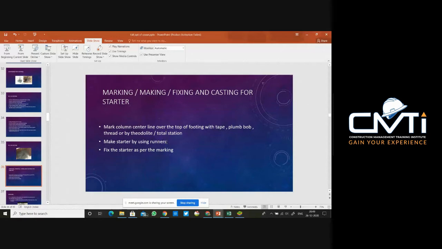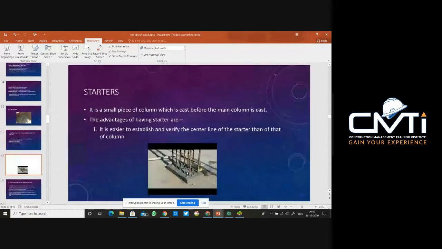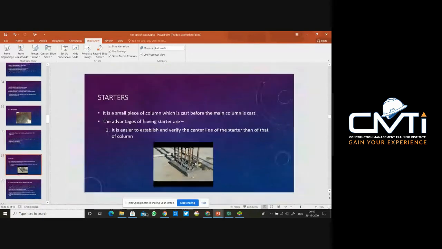So we put the runners, and the runners are fixed and the starters are marked there. Fix the starter as per the marking. Here I have shown the starter diagram. So this is the starter. Here you see the starter, and in this diagram you can see how it is made.